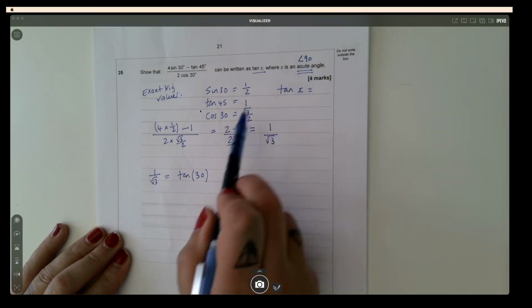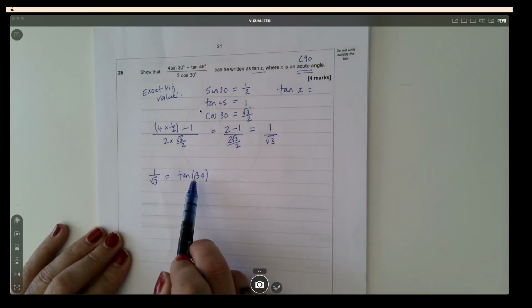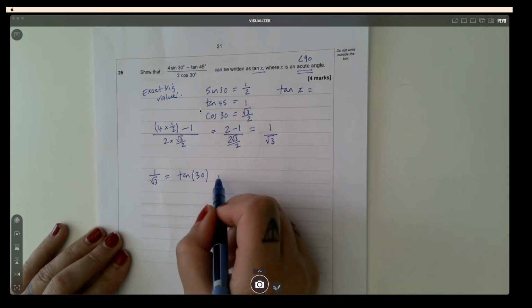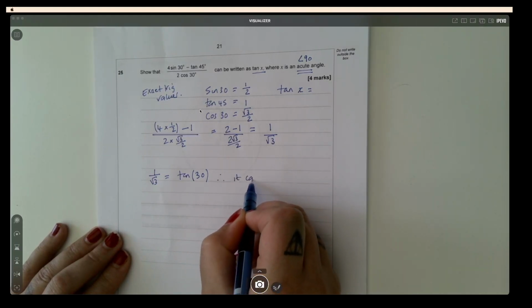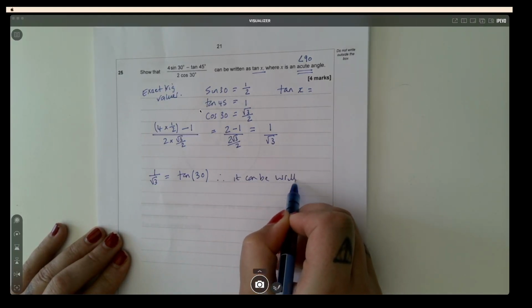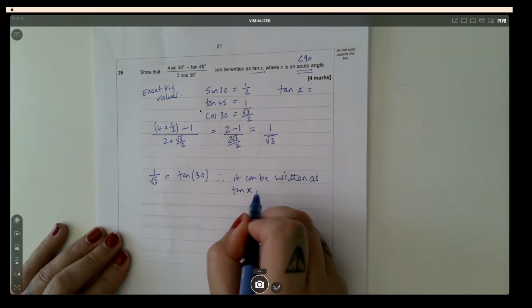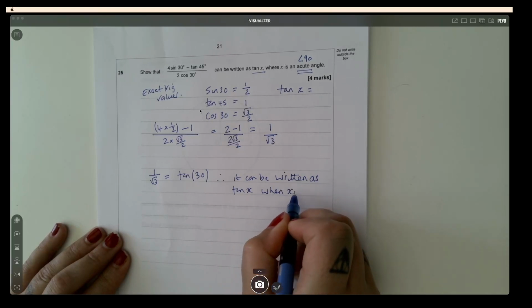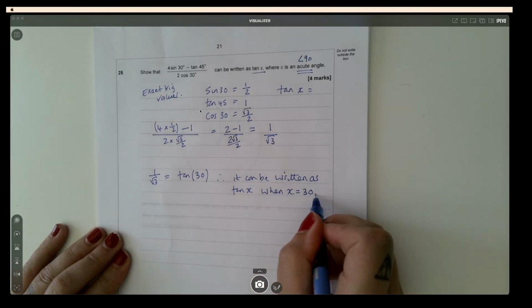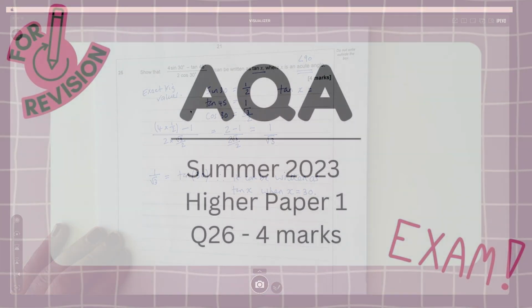30 is less than 90, so that's an acute angle. So it can be written as tan x when x equals 30. And then we've done that question.